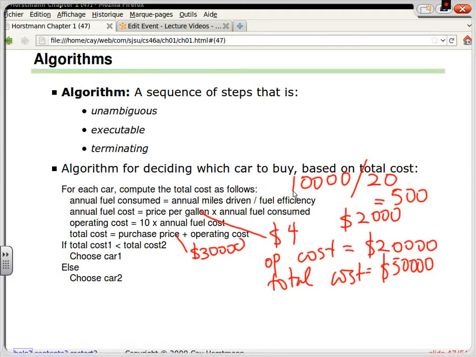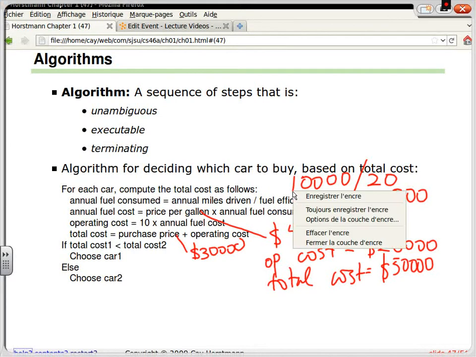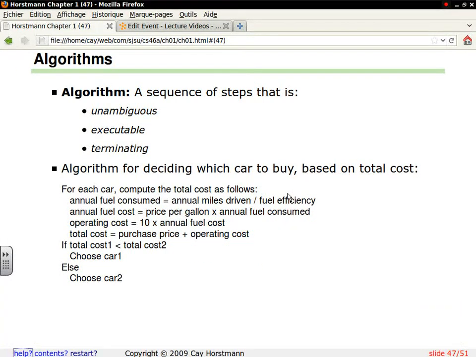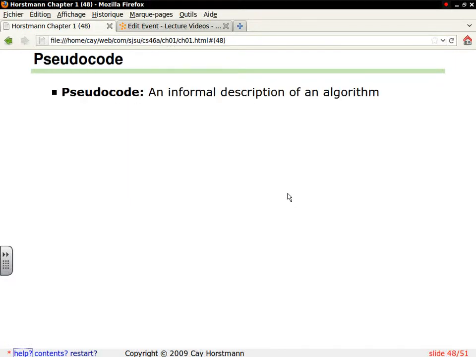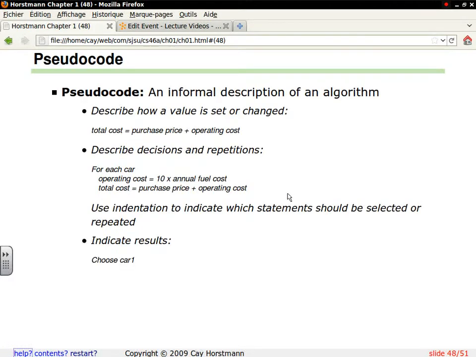And for the next couple of weeks, the programs that you write are going to be so much simpler that it seems hardly worth doing it. But as we go further down, the programs are going to ramp up in complexity, and it is well worth taking pencil and paper and writing up the steps that are necessary to do a task. And you do that in what's called pseudocode. So pseudocode is an informal description of an algorithm.